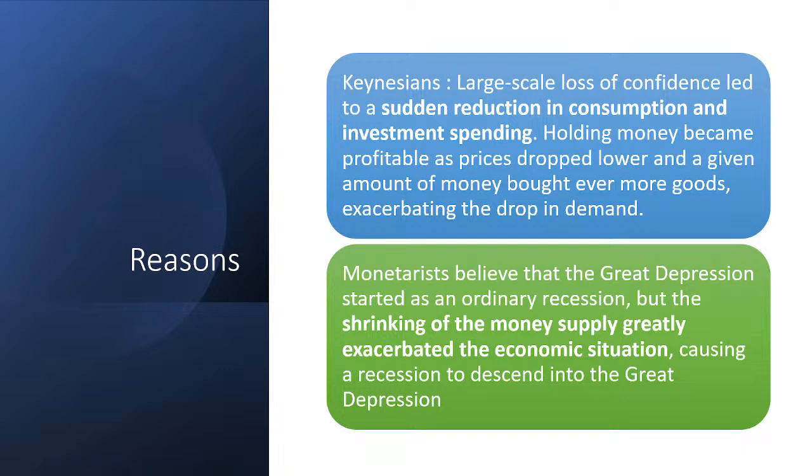Business people didn't want to invest money in industrial production because they were not very optimistic about the economy. Investors in the stock market were also not optimistic, so they wanted to hold the money instead. So there was a huge drop in demand. The Keynesian school of thought explains that the Great Depression happened because of a huge drop in demand for goods and services, but that is disputed by the monetarists.